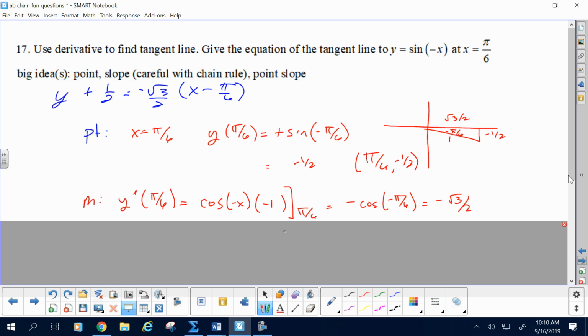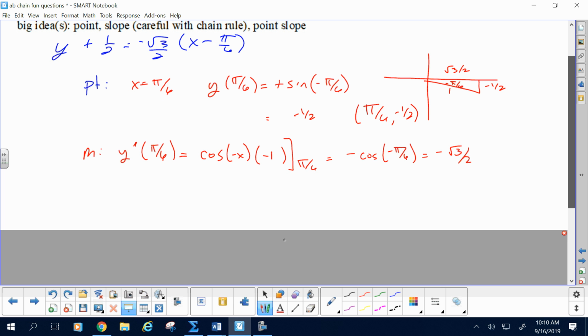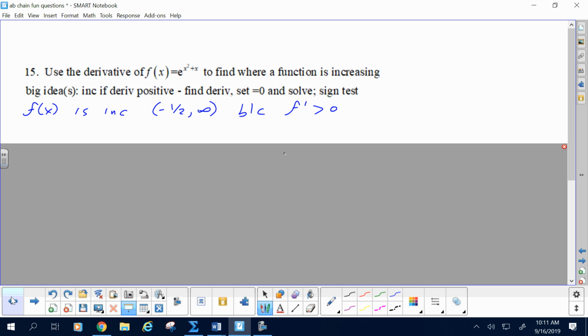Okie dokie. And then finally, point-slope form. Y minus y1 equals m times x minus x1. For this problem then it's y minus -1/2, so plus, slope is -√3/2, and in parentheses x minus pi/6. You do not have to put it in slope-intercept form. In fact, please don't. You good? Okay, 15. Question on 15 still.